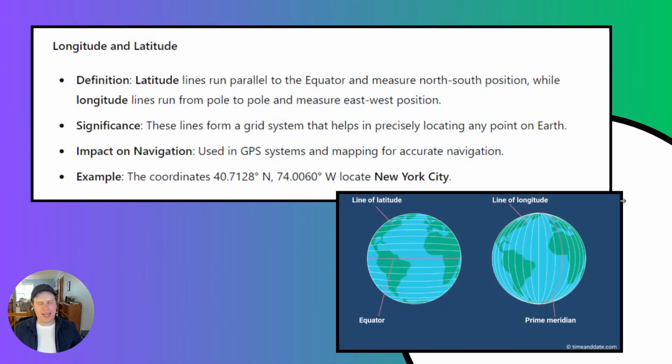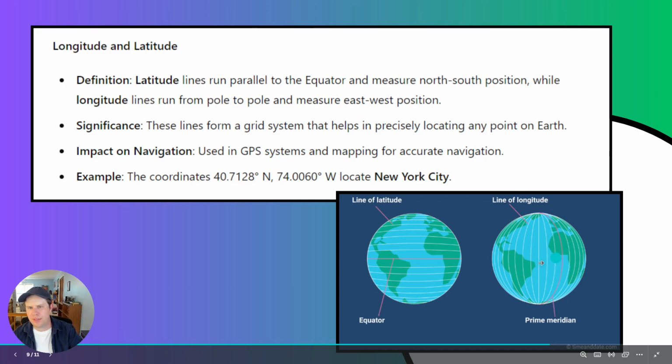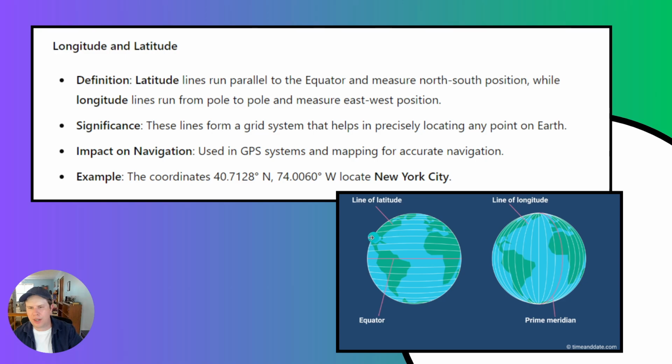We've looked at longitude and latitude in our discussions of geography before, but these are also important to look at again. Latitude lines run parallel to the equator and measure north to south position, while longitude lines run from pole to pole and measure east to west position. So longitude goes up and down, for example, with our prime meridian, and latitude is horizontal, with our equator as the example here in the middle. These lines form a grid system that helps in precisely locating any point on Earth. They're used in GPS systems and mapping for accurate navigation, and you can see some examples of coordinates here.